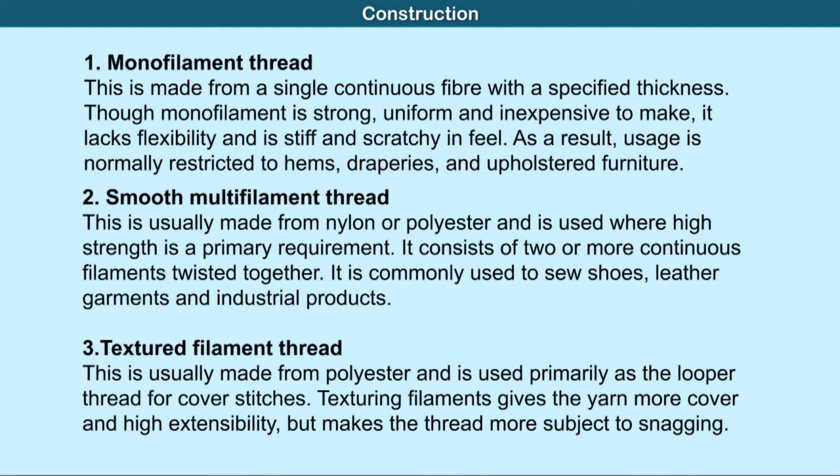Now, smooth multifilament thread. It is usually made from nylon or polyester and is used where high strength is a primary requirement. It consists of two or more continuous filaments twisted together. It is commonly used to sew shoes, leather garments, and industrial products.